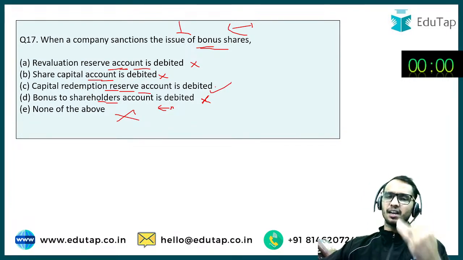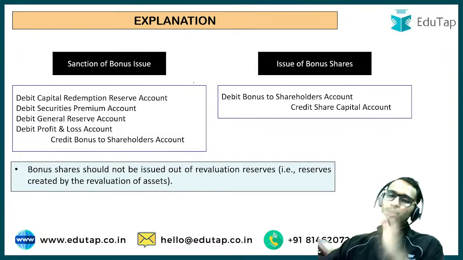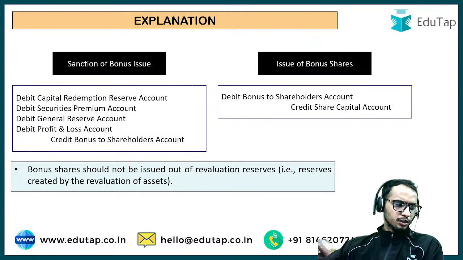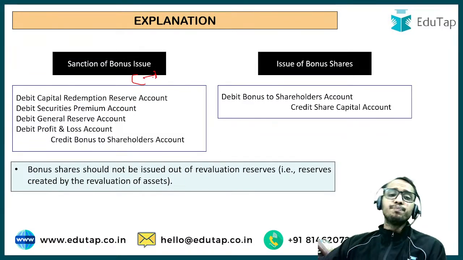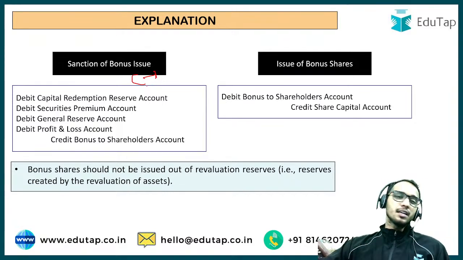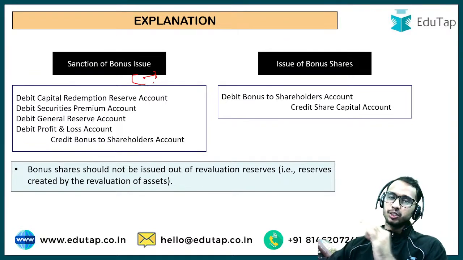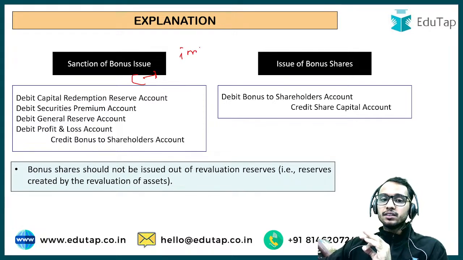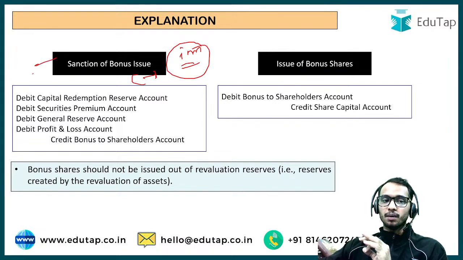Now let's take an in-depth understanding of this question, though I have explained the things to you. Now, sanction of bonus issue: how you do the journal entry while sanctioning the bonus issue. Understand this very carefully. These two become very, very important from the examination point of view.